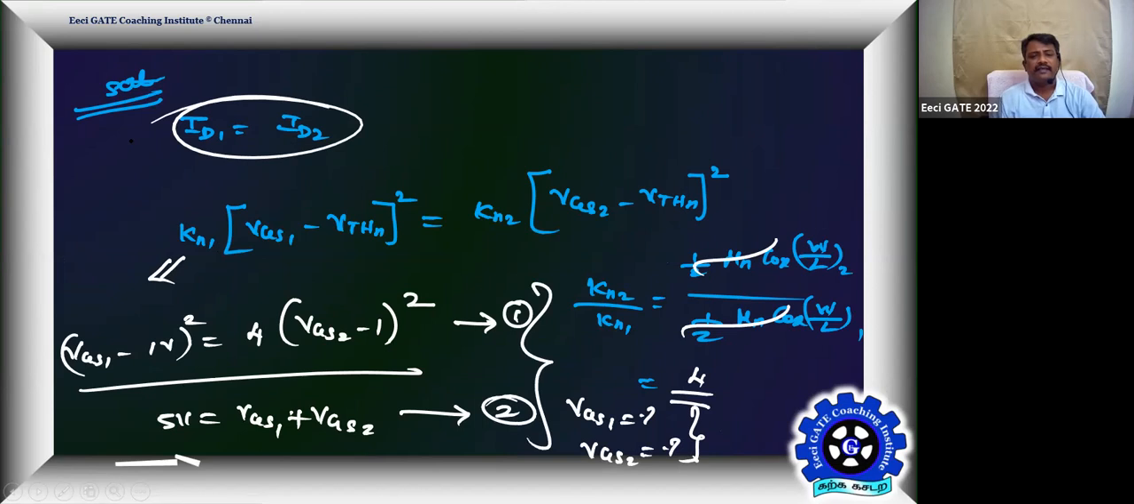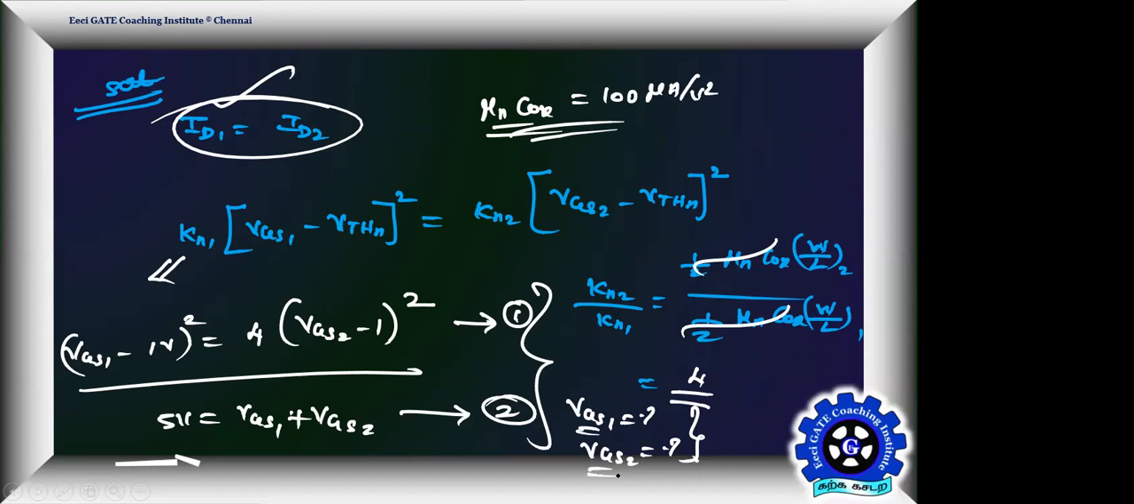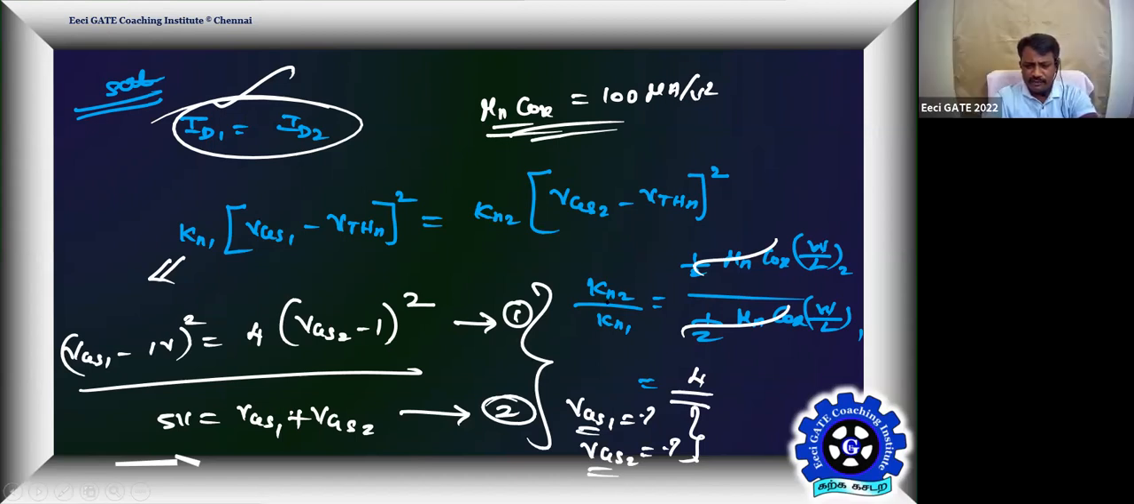Then after finding them, you can still confirm ID1 equal to ID2, by having some value for Kn. So assume some value for mu n and C ox. Because W by L is given, you only need mu n and C ox. Take it as 100 microamps per volt square. With that, you find the two currents and confirm they are the same after getting VGS1 and VGS2. Okay, so idea given. Build and try to give the accurate answer.